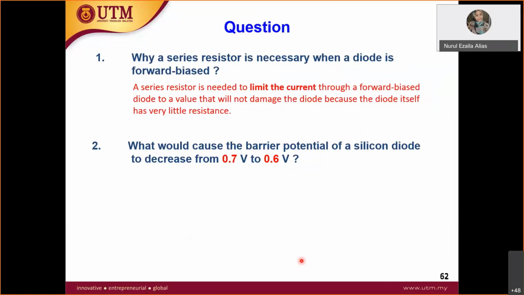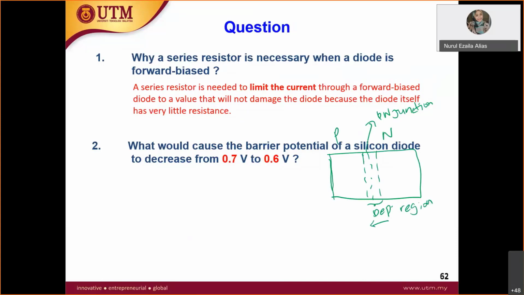Okay, barrier potential means that when you have a PN junction, you have P, you have N, and then this is your PN junction. When you apply forward bias or reverse bias, you will have a depletion region. Do you remember, students? So this depletion region will have a barrier potential.